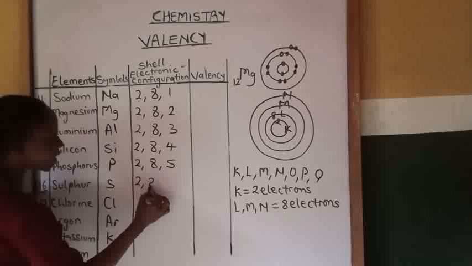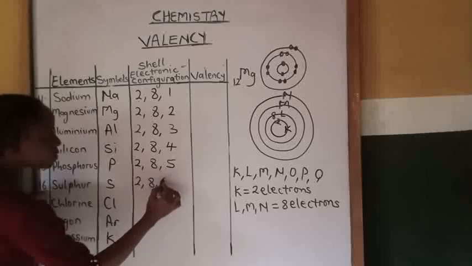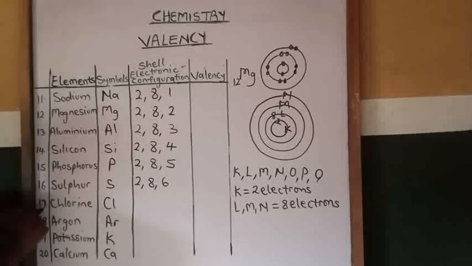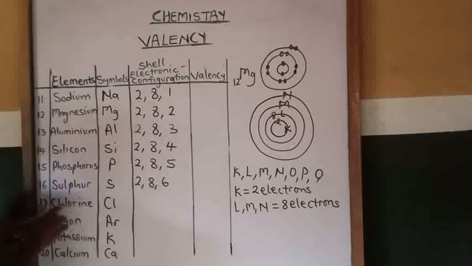The second shell will take 8. Then the third shell will take 6. 2 plus 8 plus 6 will give us 16. Then followed by number 17, that is chlorine.